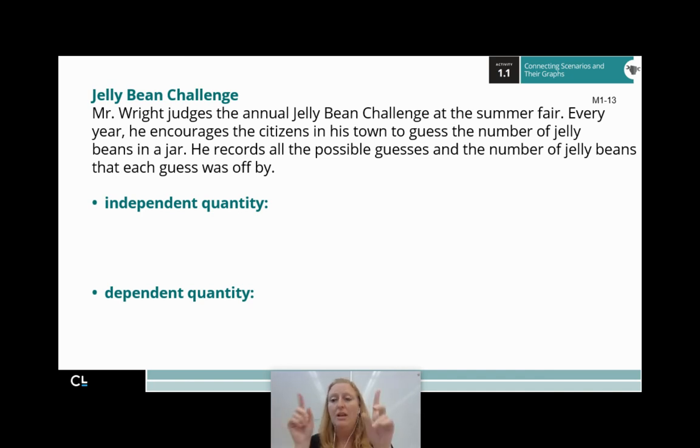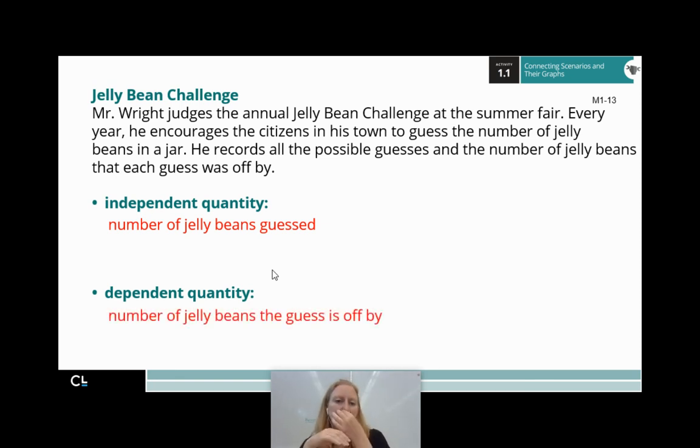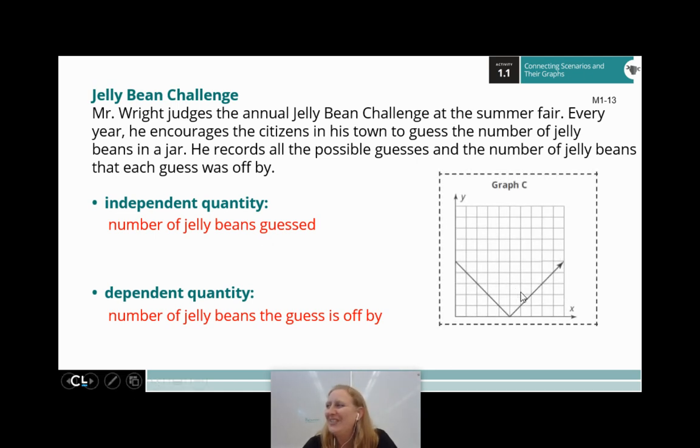Fair enough. So the independent quantity, oddly enough, is the number of jelly beans guessed, right? People making all kinds of guesses. And Mr. Wright has no control over that. It's pretty independent for each person. The dependent quantity is the number of jelly beans the guess is off by, because how much they're going to be off depends on what these people guessed in the first place. And you've probably already figured out there's only one graph left. Graph C is the only one left.